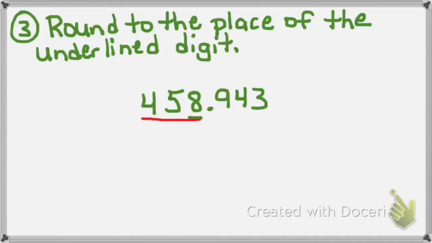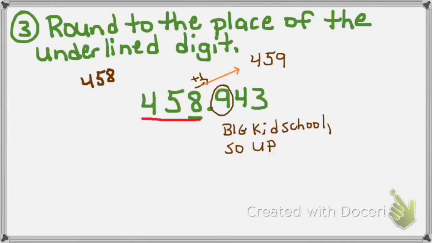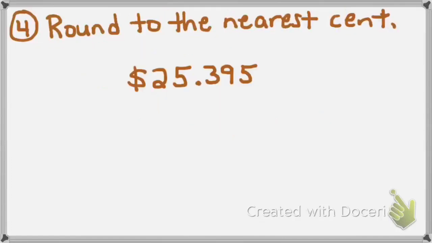We underline the underlined number and everything to the left of it. We write the entire underlined number down on the left side. We add a 1 to the very last digit and write that new number on the right side. We circle the digit to the right of that, and if that's a 0, 1, 2, 3, or 4, we round down. A 5, 6, 7, 8, or 9, we round up. This was a 9, which was a big kid's school number, so we rounded up to 459.